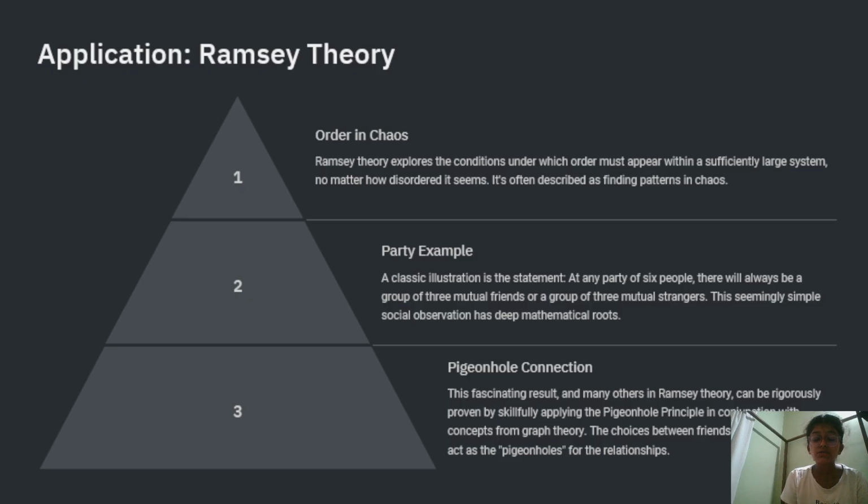So let us take the party as an example. A classical illustration is the statement: at any party of 6 people, there will always be a group of 3 mutual friends or a group of 3 mutual strangers. This seemingly simple social observation has deep mathematical roots. So now we'll understand how the pigeonhole principle is connected to this concept. This fascinating result and many others in Ramsey theory can be rigorously proven by skillfully applying the pigeonhole principle in conjunction with concepts from graph theory. The choice between friends and strangers acts as the pigeonholes for the relationships.